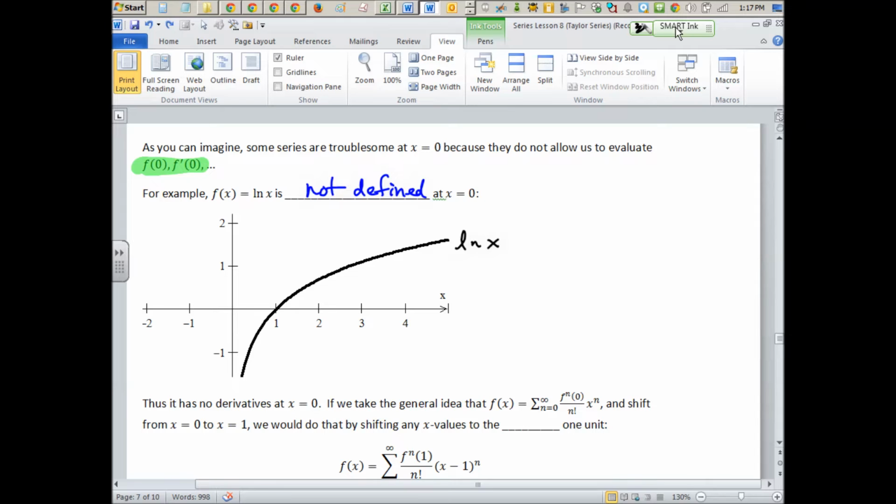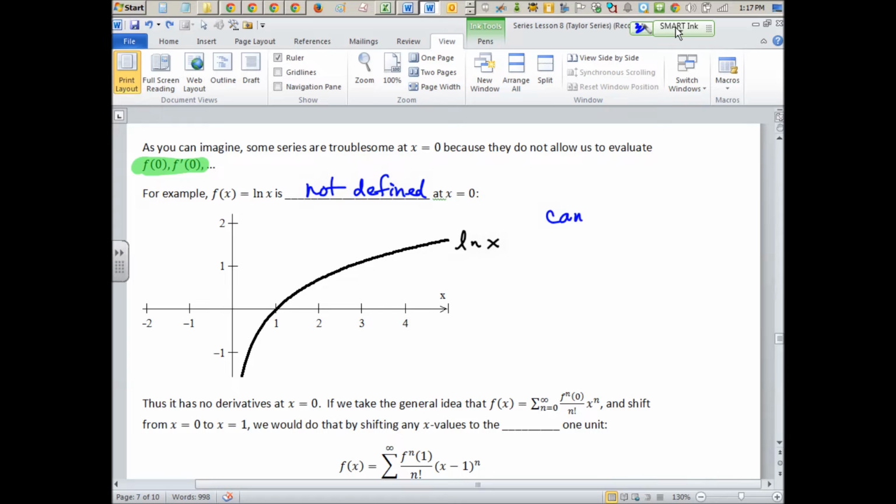I don't know how you guys can learn this or pass the AP test if you don't pay attention. I'm serious. Okay? You're not going to be able to build anything at 0. There's an asymptote there. So we just can't build here. There is no Maclaurin series for ln. In other words, there is no power series at 0. There's no such thing. Okay?